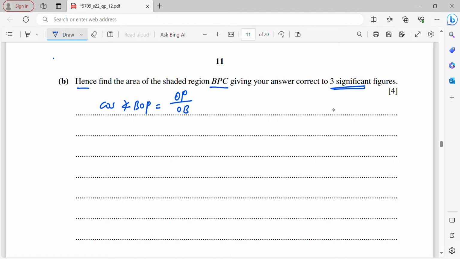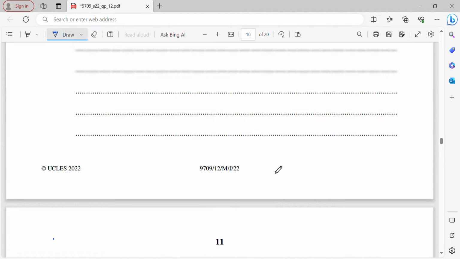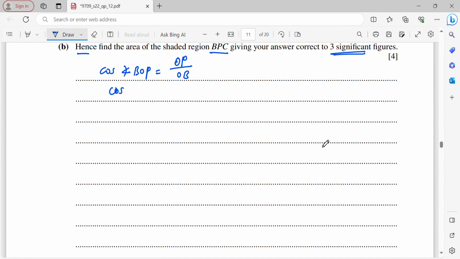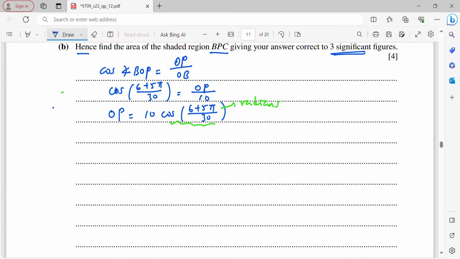Alright, so now the angle is already found just now, 6 plus 5 pi over 30 equals to OP. OB is 10. So from here, my OP is getting 10 cos of 6 plus 5 pi over 30. Now, when you calculate, make sure this is in radians mode. Okay, so then you will be getting the answer as 7.4943. Here I give more significant figures because this is the working.